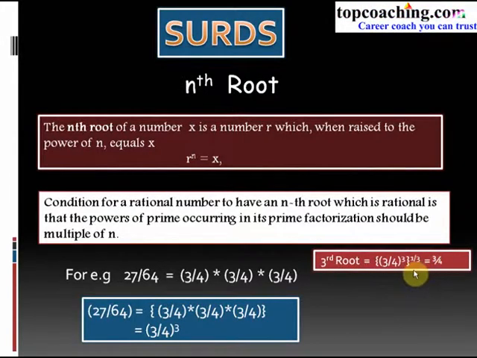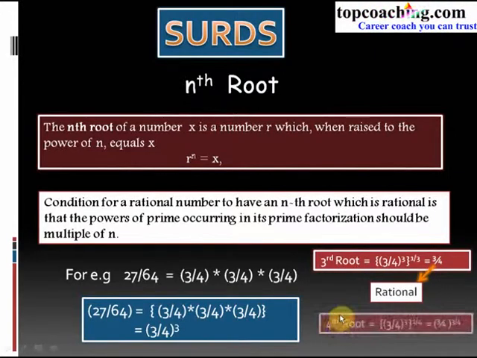So what do you see here? If you want the nth root to be a rational number, then the index to which this number is raised should be a multiple of 3. We get a rational number as the third root of 27 by 64. But now if I want to find the fourth root, it would be 3 by 4 whole cube to the power of 1 by 4. Now 3 into 1 by 4, that is, the exponent of 3 by 4, is not a multiple of 4. And so we get 3 by 4 to the power of 3 by 4, and this is an irrational number.